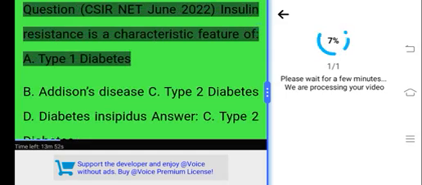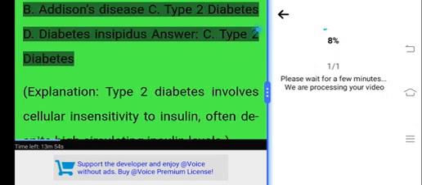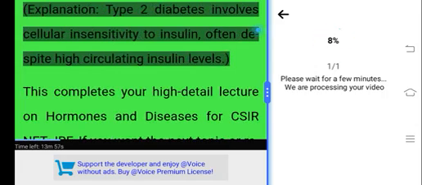Question. CSIR NET June 2022. Insulin resistance is a characteristic feature of which condition? A. Type 1 diabetes. B. Addison's disease. C. Type 2 diabetes. D. Diabetes insipidus. Answer: C. Type 2 diabetes. Explanation: Type 2 diabetes involves cellular insensitivity to insulin, often despite high circulating insulin levels.